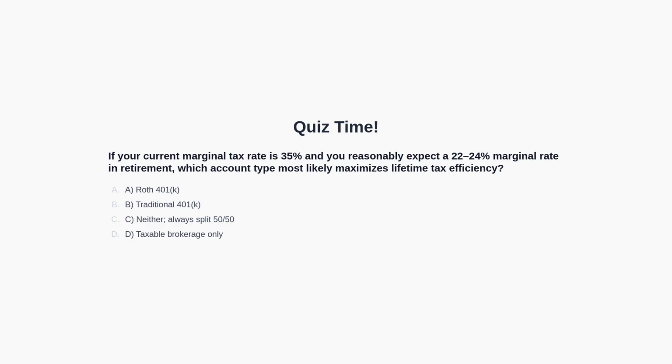Quiz time. The question asks, which account type is likely most efficient when the current marginal tax rate is 35% and the expected retirement marginal rate is between 22 and 24%? The options are A. Roth 401k, B. Traditional 401k, C. Split contributions 50-50, or D. Taxable brokerage only. You may pause the video now to think about your answer. We will discuss the answer in the next section of the video.